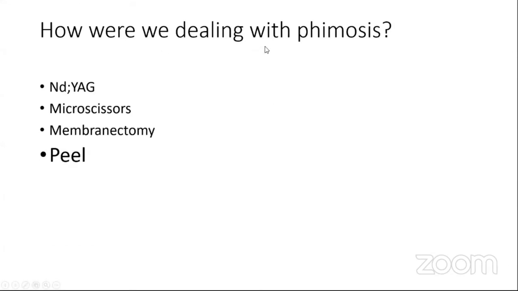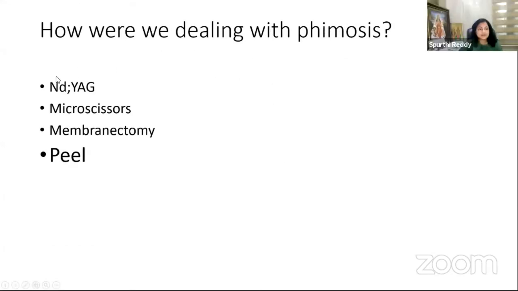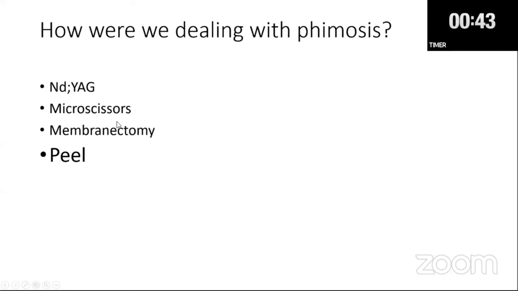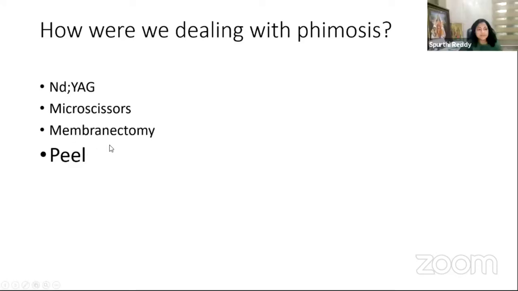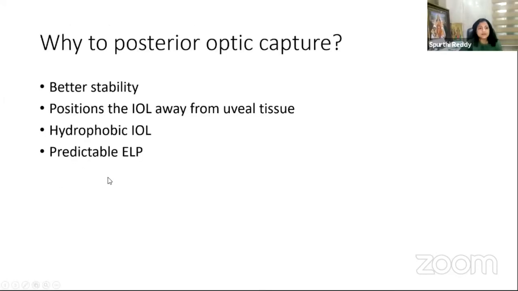So how are we dealing with phimosis routinely? Either through Nd:YAG laser or cutting the phimotic anterior capsule, or membranectomy, but the peel is a new thing. And one last slide, why do a posterior optic capture, or the advantages? It gives better stability, positions the IOL away from the uveal tissue, and it's very useful in the case of hydrophobic IOL, and it gives a predictable, effective lens position. Thank you, everybody.